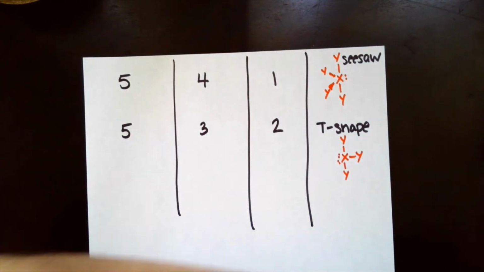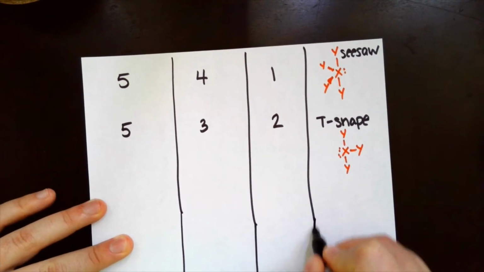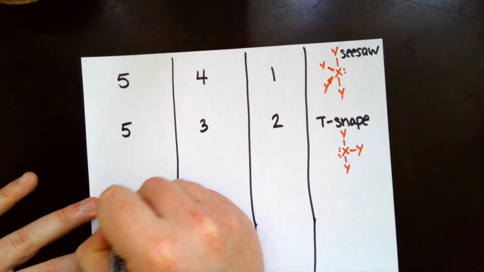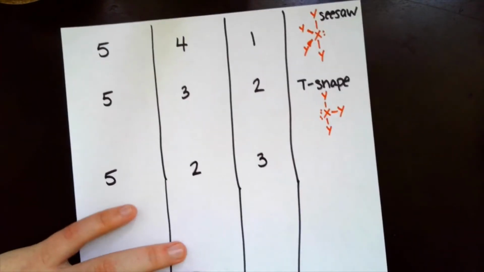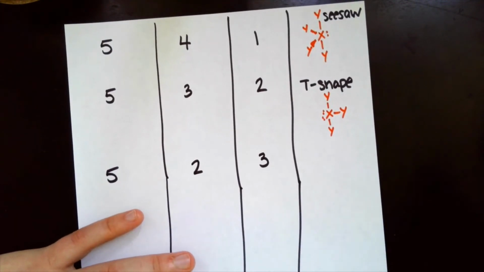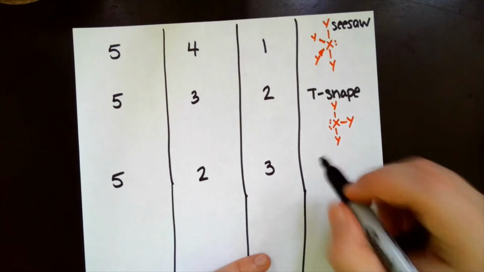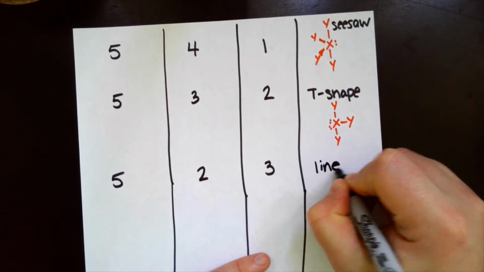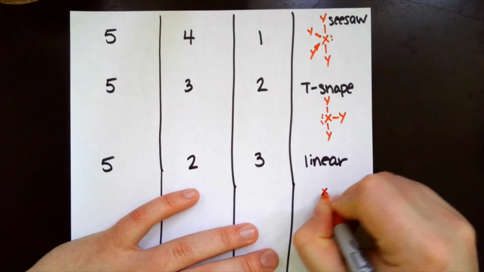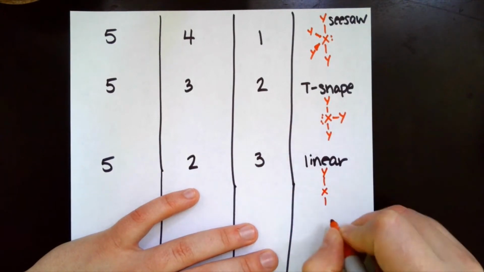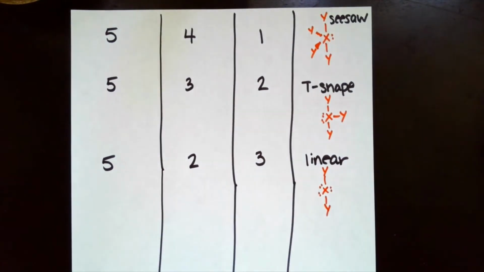So that's where the name comes from. And then the last one for 5 electron domains is if we have 2 bonds and 3 lone pairs. So now all of the equatorial positions are going to be lone pairs. And this is actually just going to be another version of linear. Again, now you've just got 3 lone pairs, all in the equatorial positions.